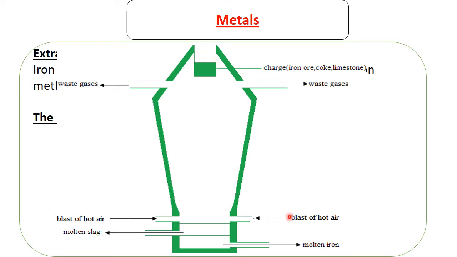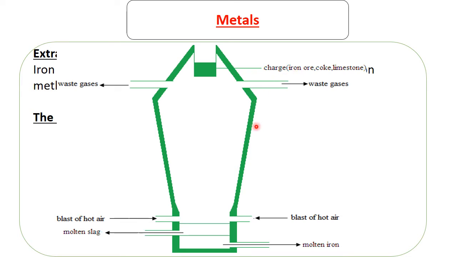Once that is happening, hot air is blasted in here, which is going to have carbon dioxide. This carbon dioxide is going to rise up through the charge. It is further going to react with the coke. Once this carbon dioxide reacts with the coke, carbon monoxide is going to be formed. This carbon monoxide now reacts with the iron ore, which is hematite.